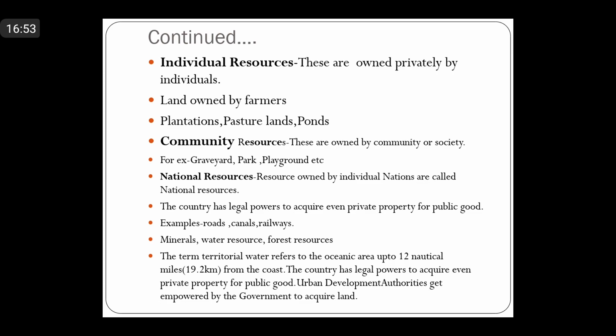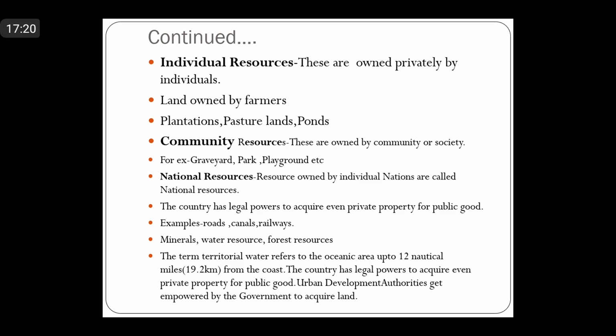Plantation, pasture lands, ponds, watering wells are some of the examples of what? Examples of resources owned by individuals. Whatever you have with you, that is your own individual resource. For example, your book, your bag, your pen, your marker, your highlighter, all these are your own resources.